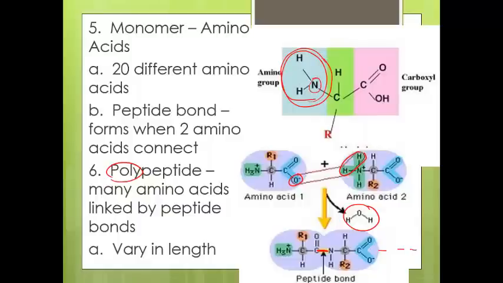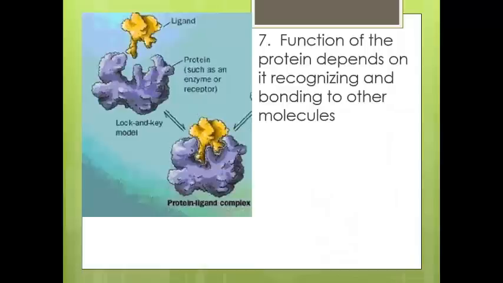Polypeptides can vary in length, just like you have monosaccharides, which are 1, and disaccharides, which are 2, polysaccharides, which have many carbohydrates. That's the biggest, many sugars. You can have a polypeptide, you could have 100 amino acids, you could have ones with thousands of amino acids.